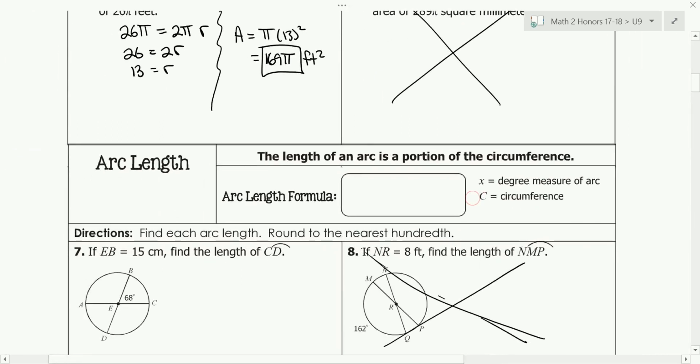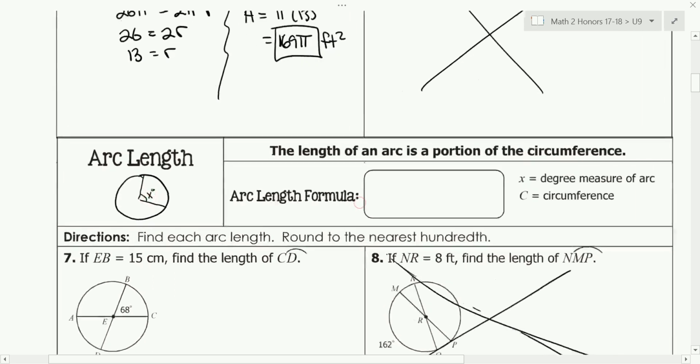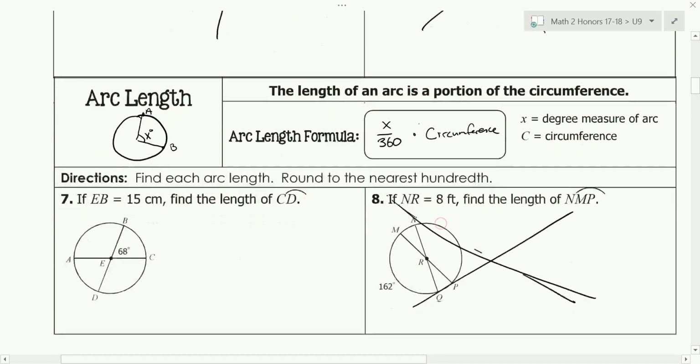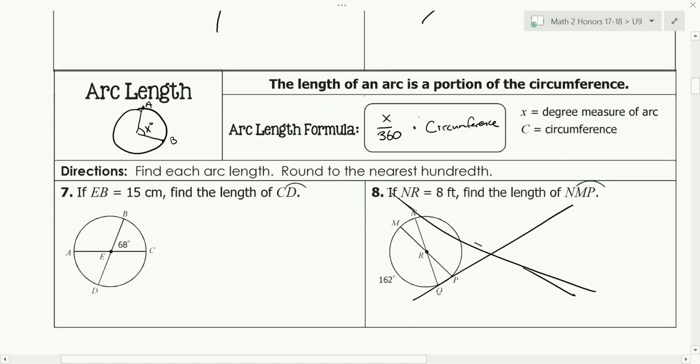So if we have a circle that has a central angle x degrees, and we want to find the arc length from this point A to point B here, we're going to find out, well, what fraction of the circle are we working with? So we're going to take that x and divide it by 360. That's the fraction. And then we're going to multiply that by the circumference. And that's how you find the arc length. So try that with number 7.